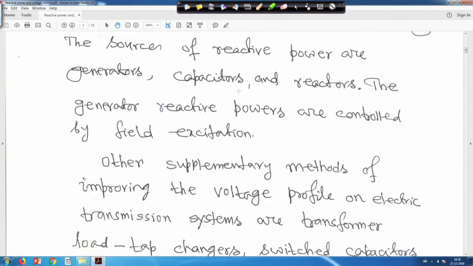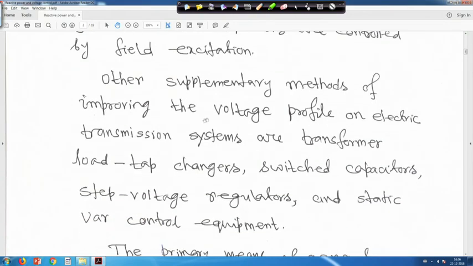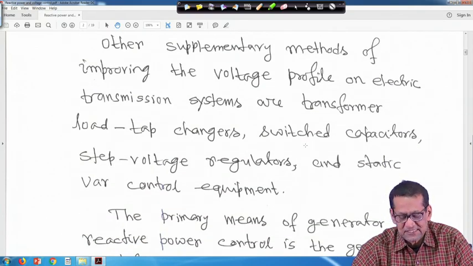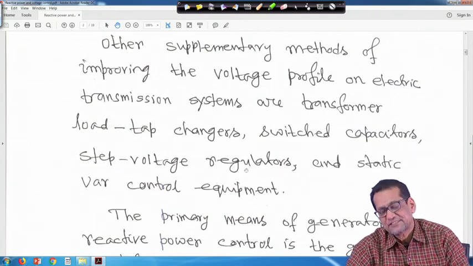Okay. So, we told you in the previous lecture that the sources of reactive power are the synchronous generator, capacitors and reactors. Other supplementary methods of improving the voltage profile on electric transmission systems are transformer load tap changers, switched capacitors, step voltage regulators and static var control equipment. That is, FACTS devices.